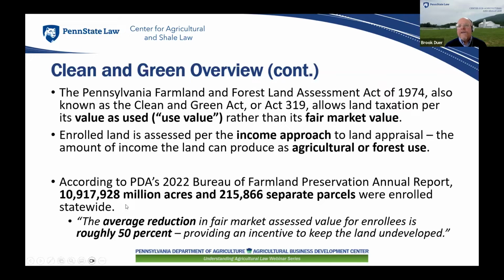And this is just such an impressive number and always has been. The average reduction in fair market value assessed value for enrollees is roughly 50%. That's averaged across the 60 counties. It's different in different counties, depending on how recently they've done a reassessment and where they stand in that whole process, which I don't really want to touch here. Obviously, that's somewhat of a lightning rod in various parts of the state. So, an average of 50% reduction is quite something.